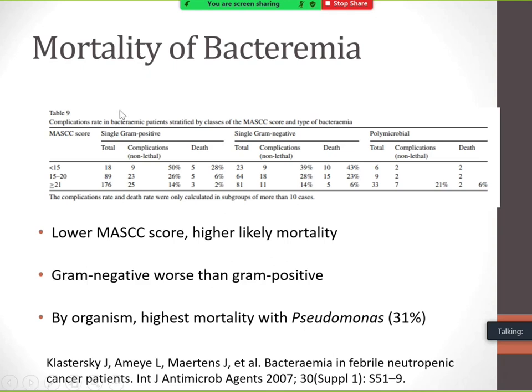Mortality. So we talked about a lower MASCC score, you have a higher mortality rate. Gram-negative infections are usually worse than gram-positive infections, and we'll talk a little bit about the microbiology of that and why. If you just go by organism, the highest mortality is with Pseudomonas, so that's 31%. And that's certainly what drives our prophylactic strategies, why we use fluoroquinolones.